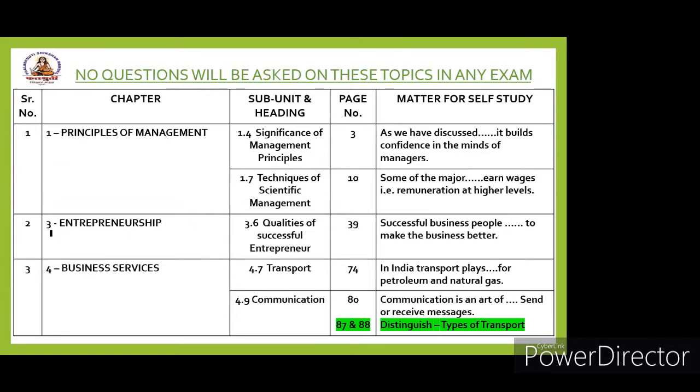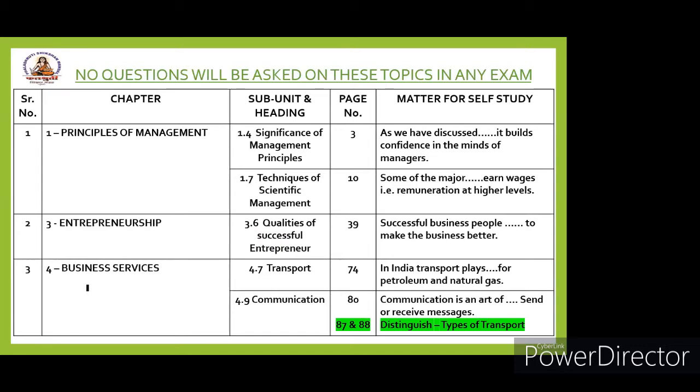So I come directly to the third chapter. You see, this is chapter 3. In the third chapter, you don't have one topic, that is qualities of a successful entrepreneur. This is a small topic, but still it makes a great difference for you, because there is going to be something similar already. So it's good that this is not there.